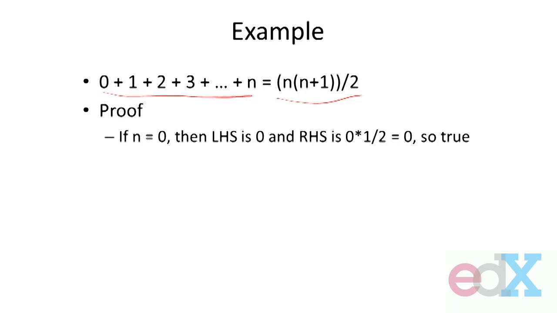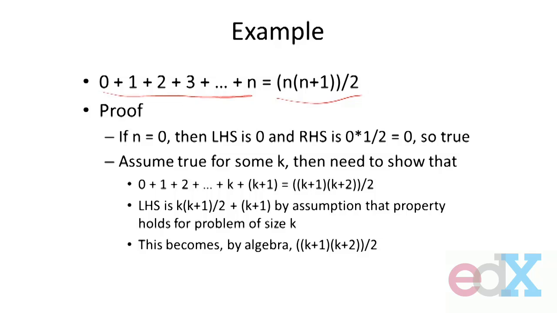Okay? The inductive step says that we need to now assume that this statement is true for some value. Let's call it k. And what we need to then show is that, as a consequence, we can also establish that it's true for k plus 1. So we're assuming it's true for smaller versions of the problem, and we want to show it's true for the next larger version. If we can do that, then we can prove, in fact, it's true for all values.